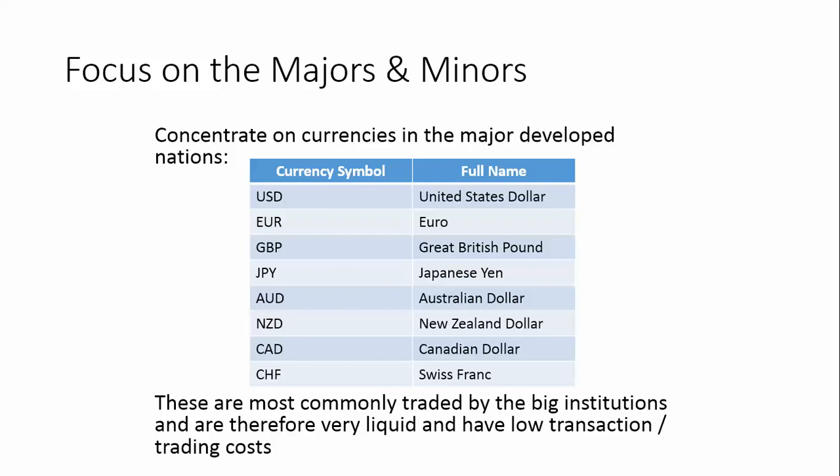The reason why I want you to concentrate here on these currencies is that they are the most commonly traded by the big institutions, meaning that they are very, very liquid and have low transactional trading costs because they are getting traded all the time. Generally speaking, your broker will not charge you as much to trade them as with less frequently traded currency pairs.